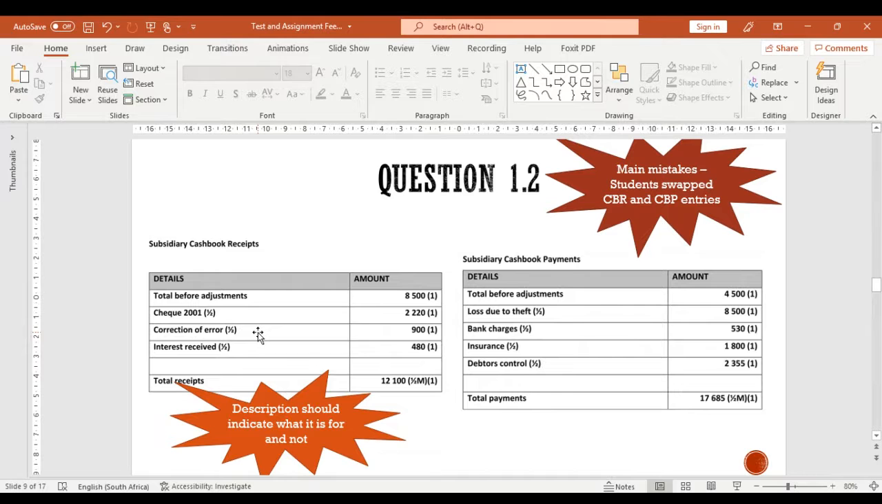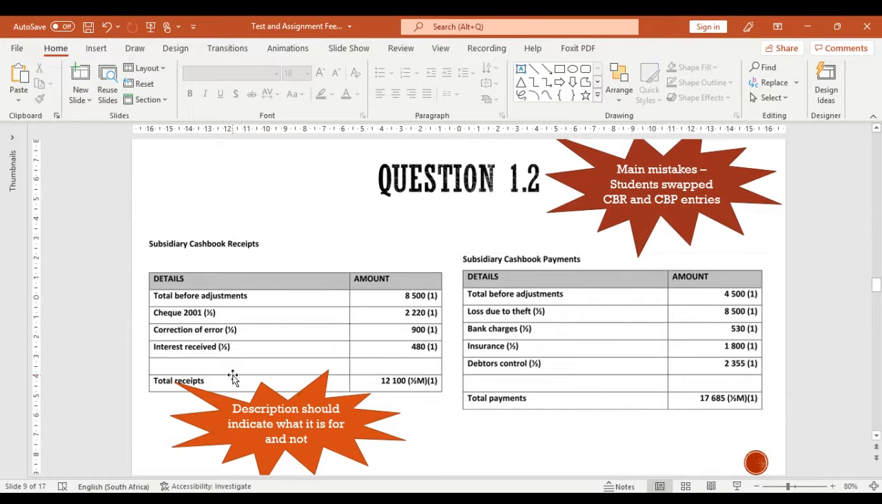The most common things which we saw was for the loss due to theft, as people said, money was stolen. For the insurance, people wrote debit order, stop order, debtors control was the RD check. Now, if you wrote the RD check, I gave it to you because we explained it as such. For interest received, if you wrote interest income, I still gave you the mark as well. So as long as your description was similar to what it should have been, you would have received the mark. If it was completely off the mark, I wouldn't have given it to you. And if you put it on the incorrect cash book journal, you would not have received the mark.